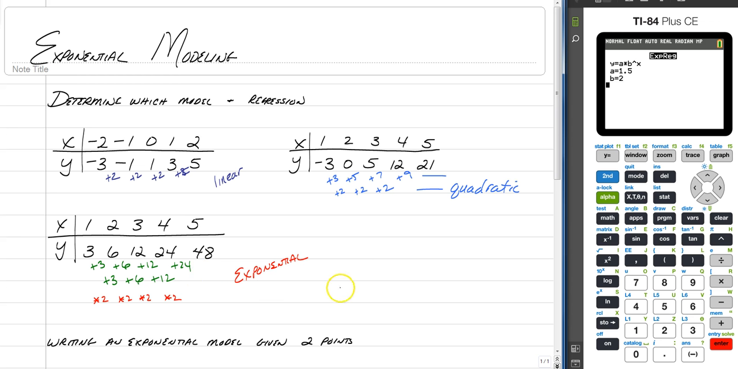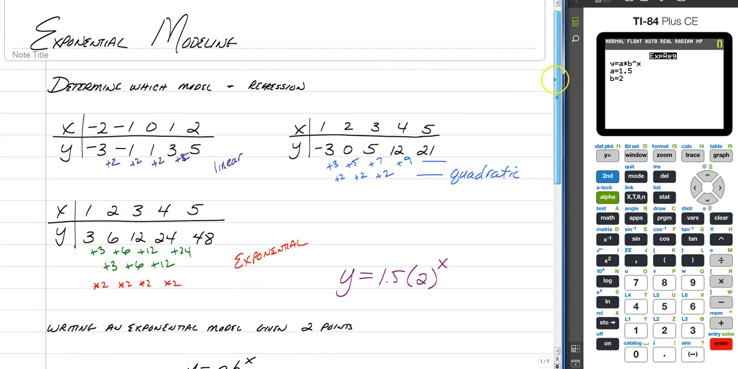So all we have to do now is write the equation. So our exponential equation is y is equal to A, which is 1.5, times our B value, which is 2, raised to the x power. Okay? That's how you use your calculator to find an exponential model. All right?